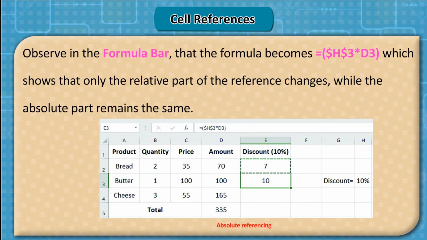Observe in the formula bar that the formula becomes =3, which shows that only the relative part of the reference changes, while the absolute part remains the same. Absolute referencing.